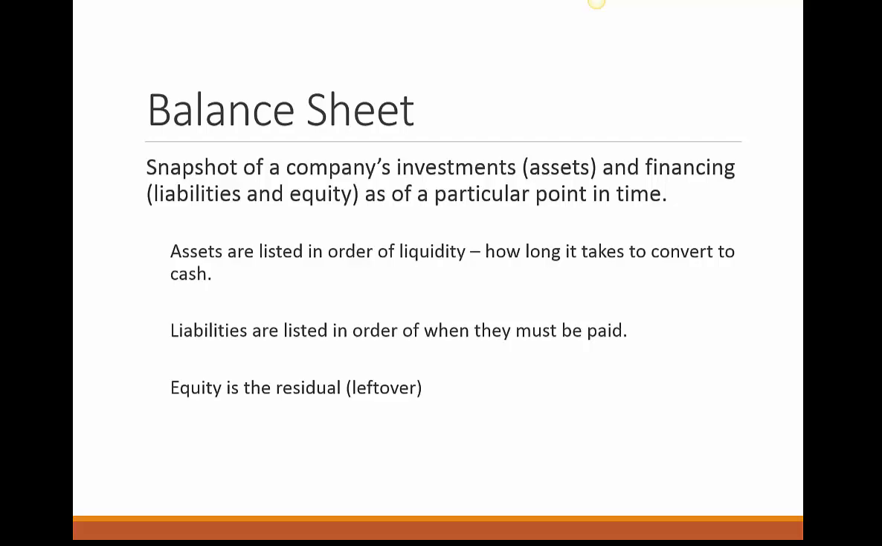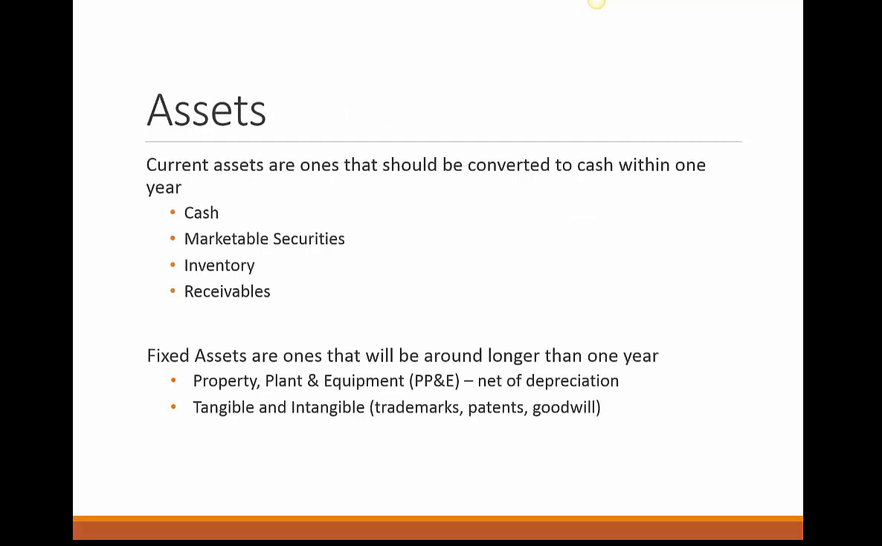For the assets, the items are listed in order of liquidity, or in order of how long the asset will take to convert to cash. The liabilities are listed in order of when they must be paid. And the equity is what is left over, also called the residual. Let's take a closer look at the assets.